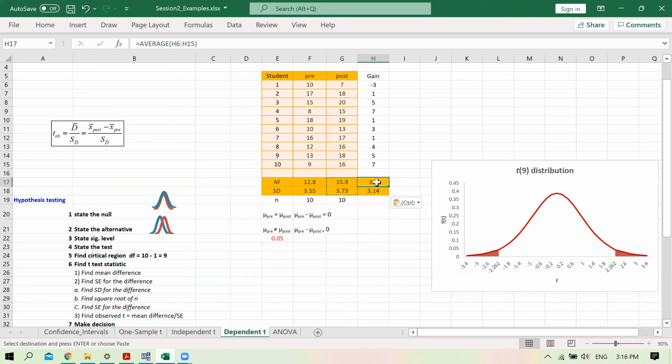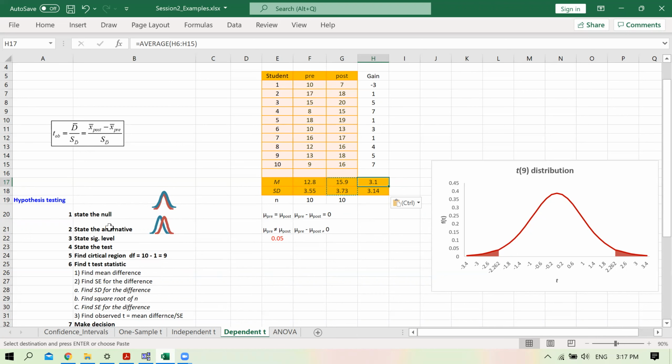So we do see that there's a difference between pre and post-test scores. We want to see if the difference we see here is just random sampling error, or if there's a real difference in terms of the population data. So we're going to run a test, and we're going to go through the hypothesis testing steps.